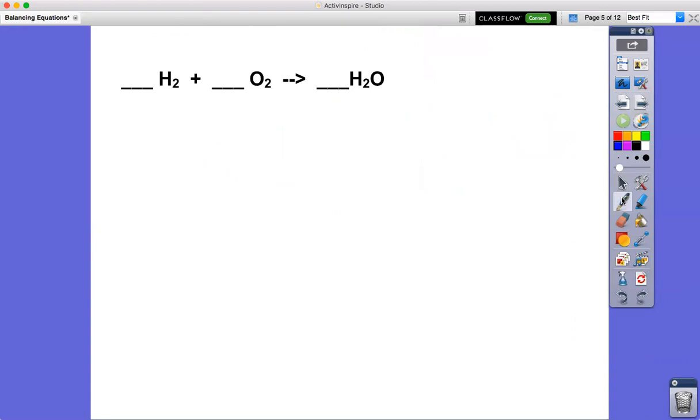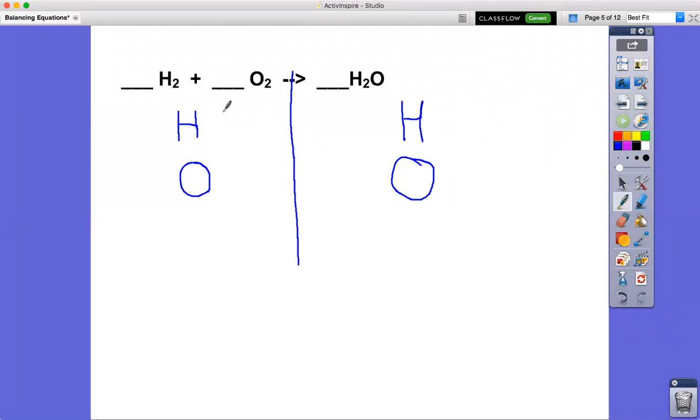The first thing we're going to do is draw a line in between the reactants and the products. Then we're going to write down the elements. So here we have hydrogen and oxygen. And I'm going to write them exactly the same order on the left. Hydrogen and oxygen.